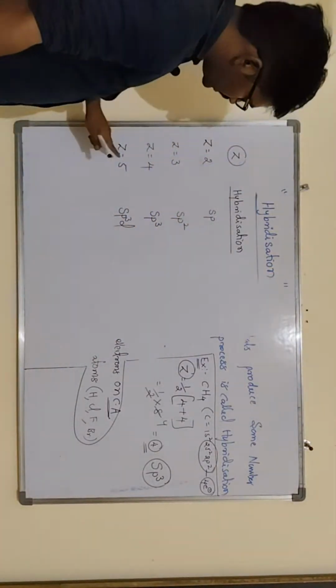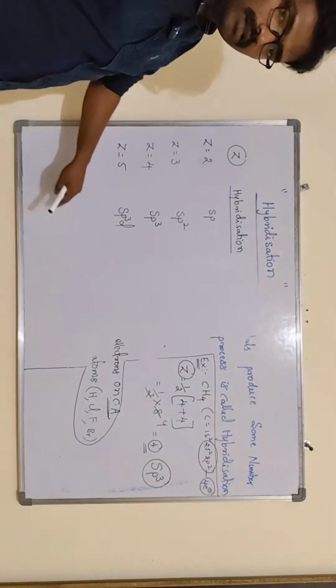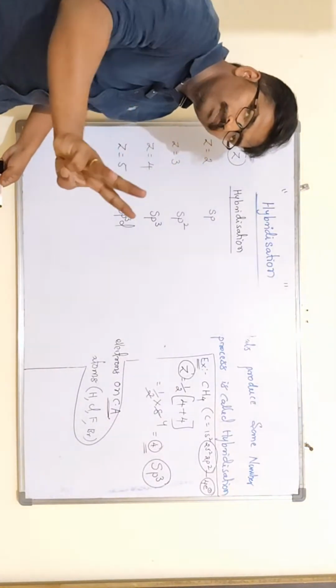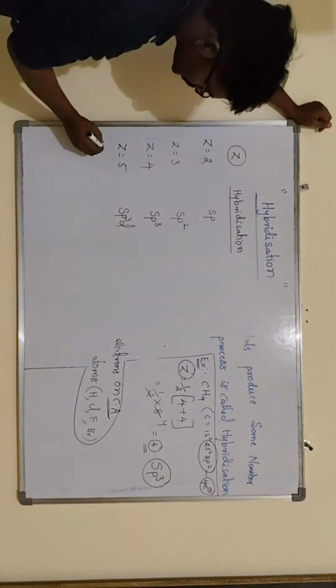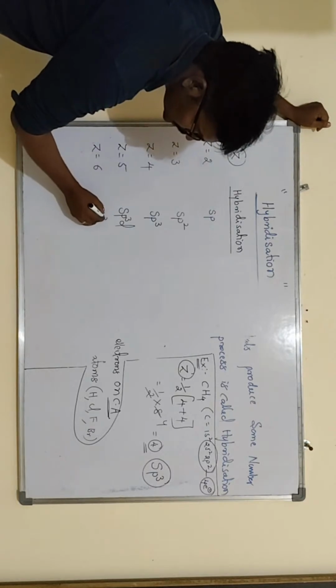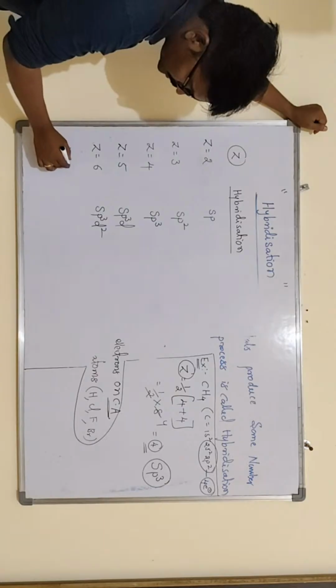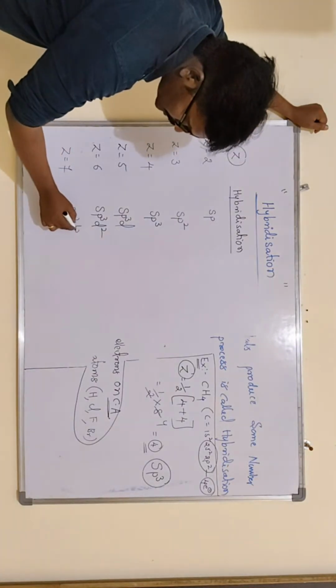So look at how many are there? 5 are there: 1 s, 3 p, then d orbitals. You should not write sp4 because p orbitals are only 3: px, py, pz. Clear? Then next, Z equals 6, in case if you get sp3d2 hybridization. So Z value in case if you get 7, sp3d3 hybridization.